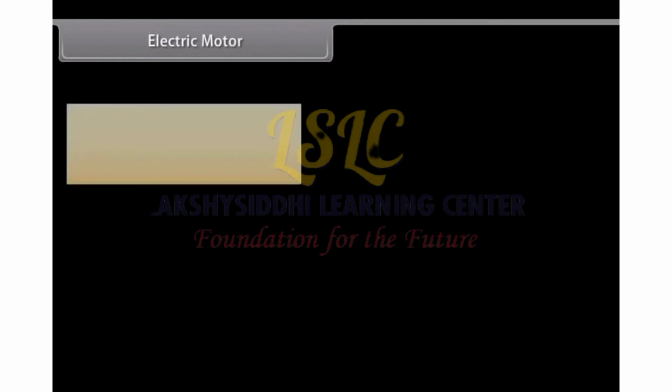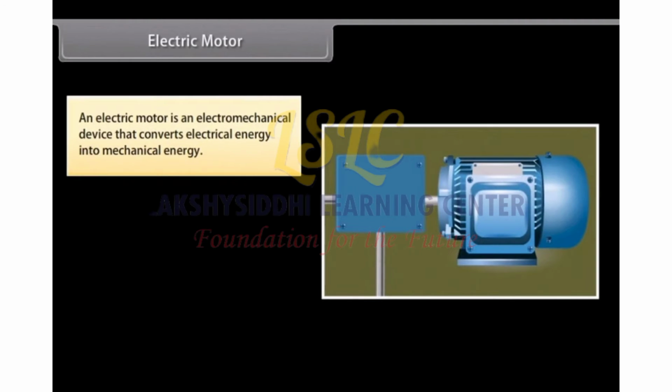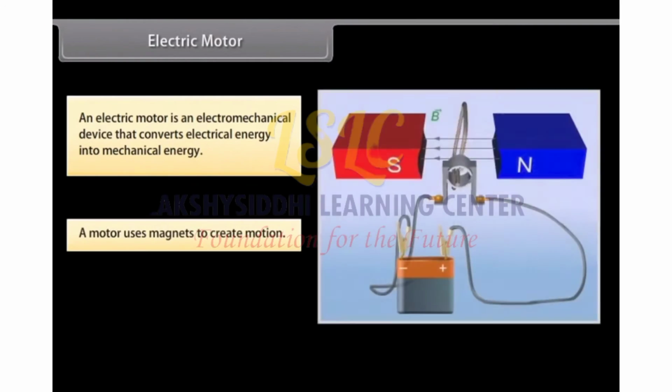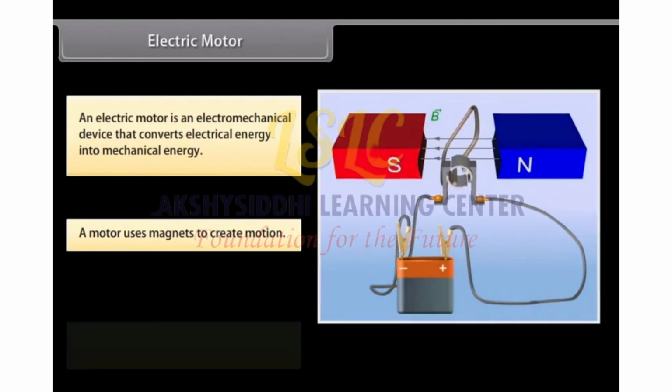Electric motor. An electric motor is an electromechanical device. It converts electrical energy into mechanical energy. Let us look at how electric motors work. A motor uses magnets to create motion. Inside an electric motor, the attracting and repelling forces of a magnet create rotational motion.